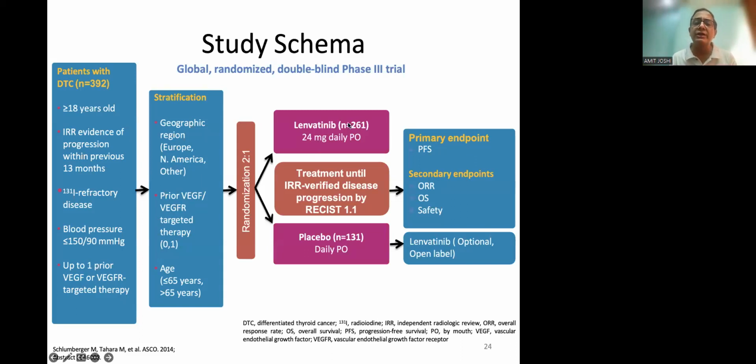Similarly, one arm received lenvatinib, the other arm received placebo, to test whether this drug in the first or second line helps or not. This trial was conducted in the same design, lenvatinib versus placebo till progression, and the primary endpoint was progression-free survival. That means how long this drug is able to control the disease from further progression, which was measured in a CT scan. There is a criteria called the Response Evaluation Criteria in Solid Tumors, in acronym RECIST criteria. So how long this drug, compared to the placebo, is able to control the progression of the disease.